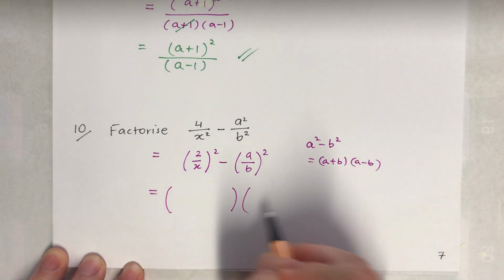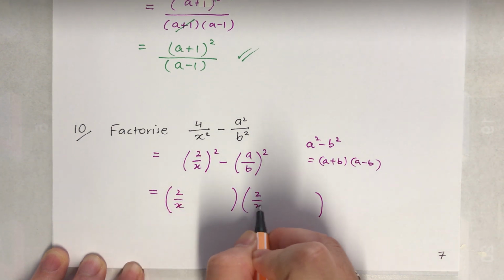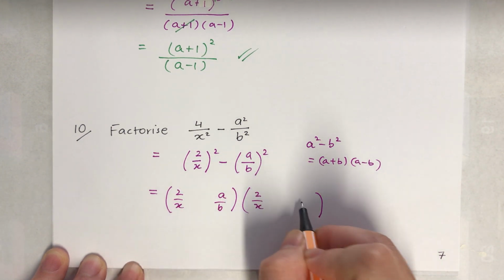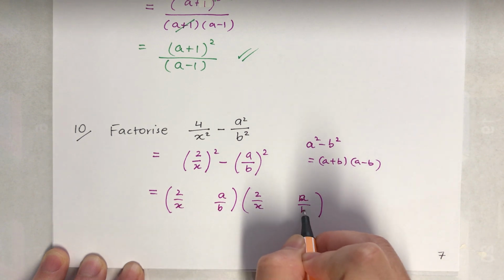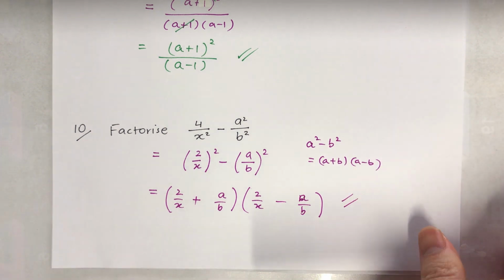I've got two sets of brackets right there, and the first one, and the last one. And then one is a plus, one is a minus. Excellent, that's it, done. Okay, question 11.